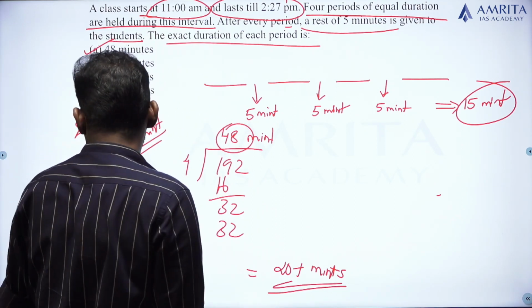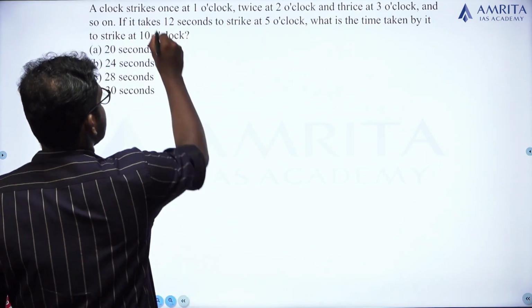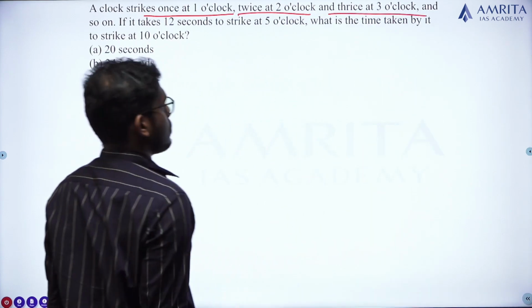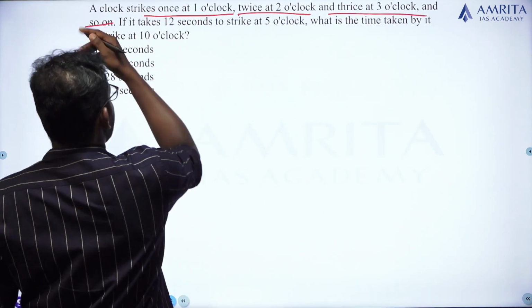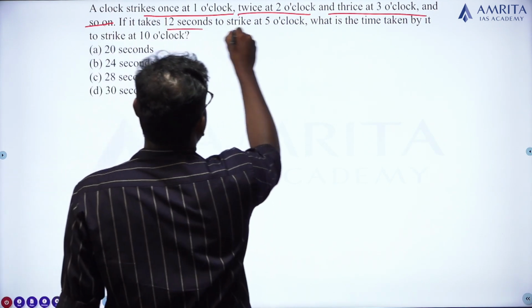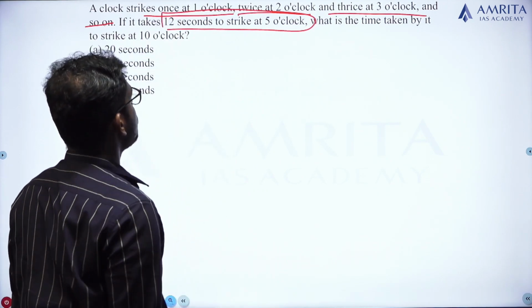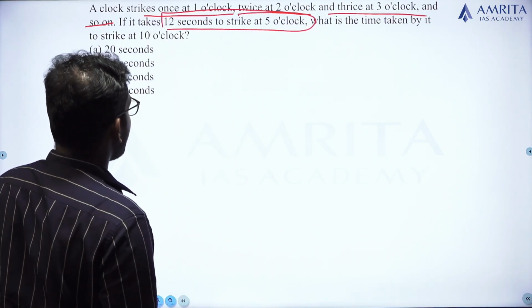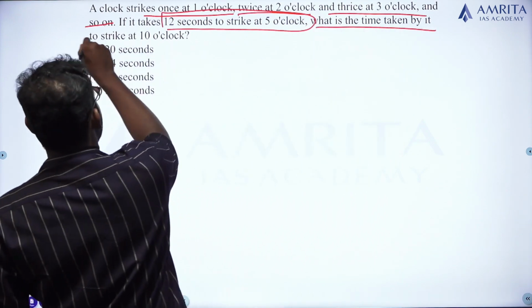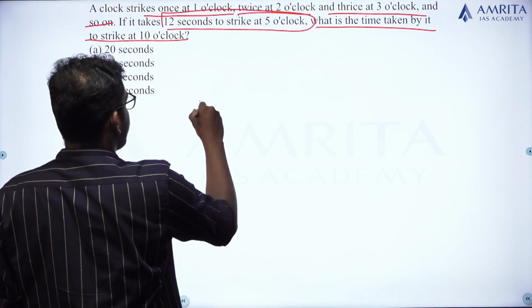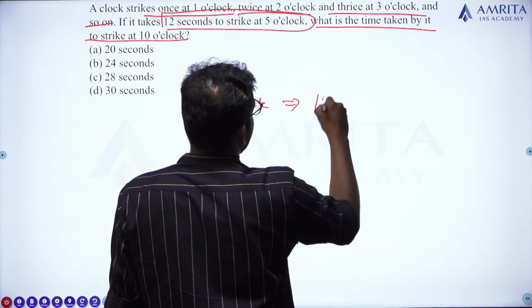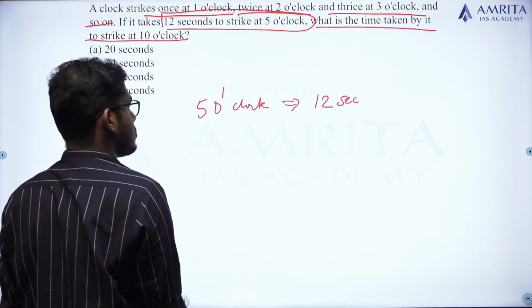Clear? Next question. A clock strikes once at 1 o'clock, twice at 2 o'clock, and thrice at 3 o'clock, and so on. If it takes 12 seconds to strike at 5 o'clock, what is the time taken by it to strike at 10 o'clock? Okay, at 5 o'clock, it takes 12 seconds to strike.